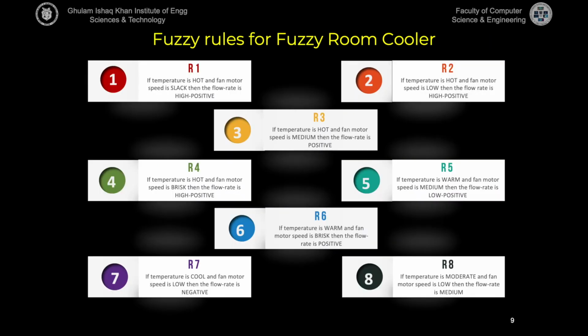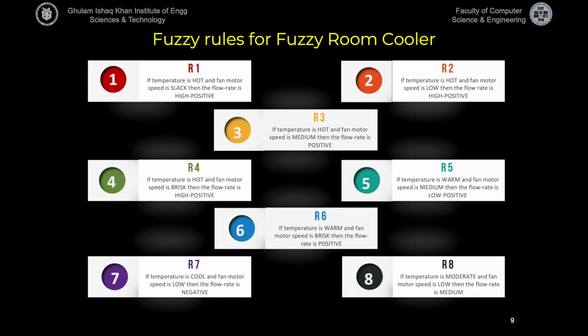Okay, like I said before, we need rules as well. So for the fuzzy room control cooler, there are going to be 8 rules. The first rule simply says that if temperature is hot and fan motor speed is slack, then the flow rate is high positive. Notice that each of these rules only specifies the terms, the input factors, as an if-then statement. All of these are just connecting the inputs to outputs, and the inputs and outputs are all expressed in fuzzy terms only. There are no exact values, no crisp values, that you are seeing here.